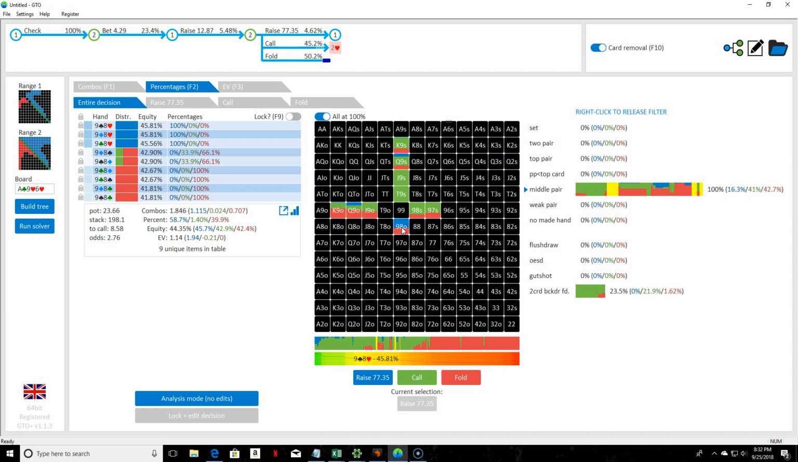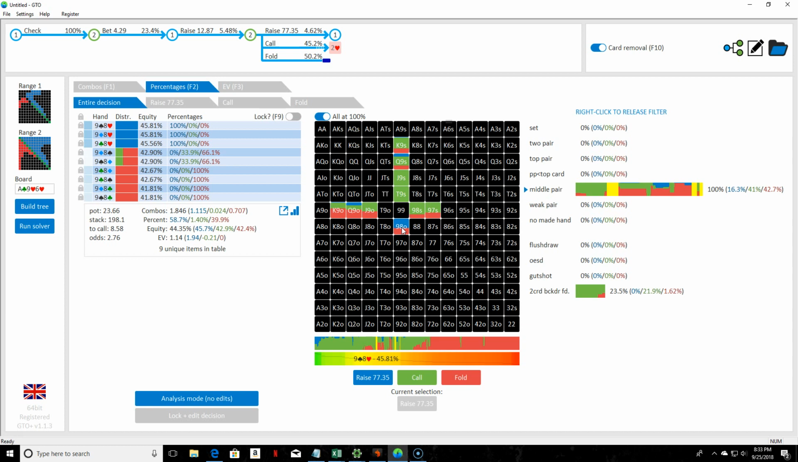Well, I think part of the reason is our opponent can't have 7-8 of hearts here because we have the 8 of hearts. So they wouldn't be shoving with a nut flush draw. So why would we be raising still? I'm not exactly sure. This is like beyond my comprehension of why we're raising 9-8 suited here.